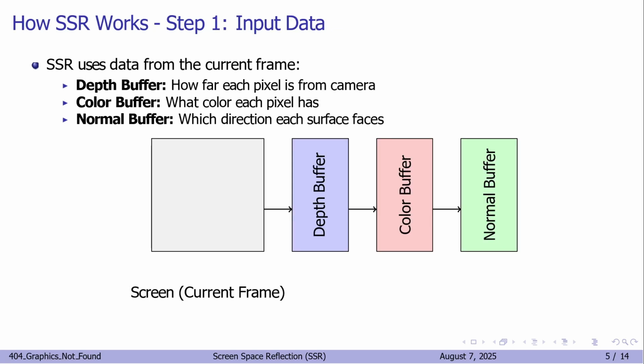Step 1 is getting the input data. SSR needs 3 key pieces of information from the frame that has just been rendered. The color buffer, which is simply the image you see on the screen. The depth buffer. Think of this as a map that tells the computer how far away every single pixel is from the camera. And the normal buffer. This one is a bit more technical. It's a map that tells us which direction every surface is facing: up, down, left, right, or at some angle. This is very important for calculating how light should bounce.